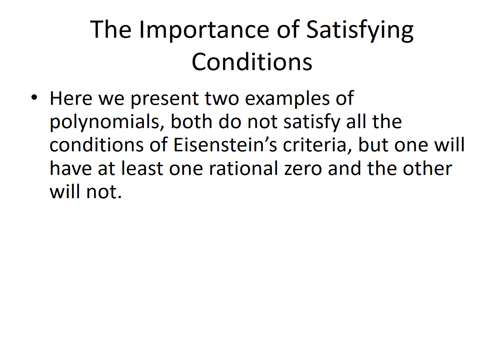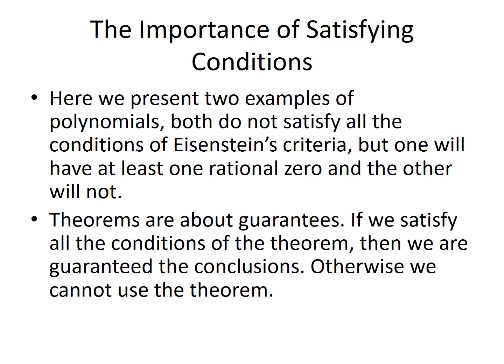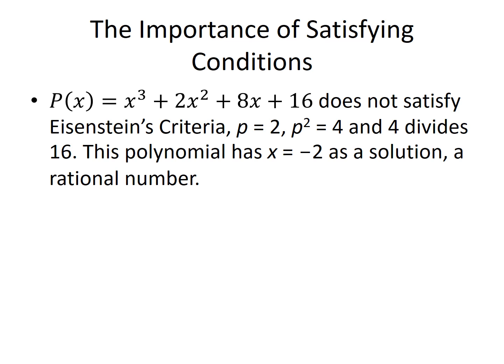have no rational solutions. And again, theorems are about guarantees. If we satisfy all the conditions of the theorem, then we are guaranteed the conclusions. Otherwise, we cannot use the theorem to get our conclusions correctly. Let's take a look at this example. Here we have a polynomial of x cubed plus 2x squared plus 8x plus 16.